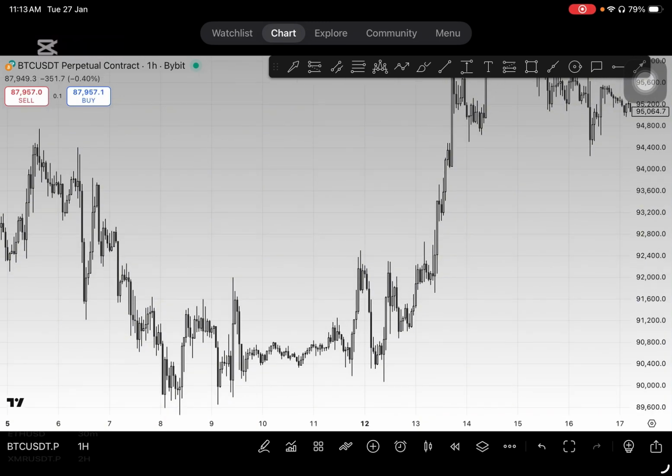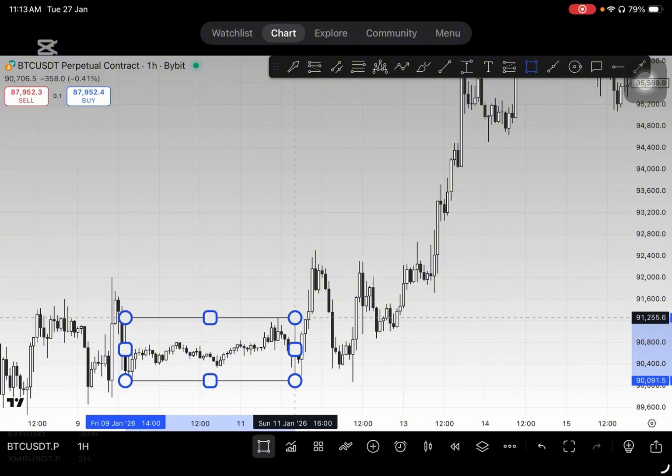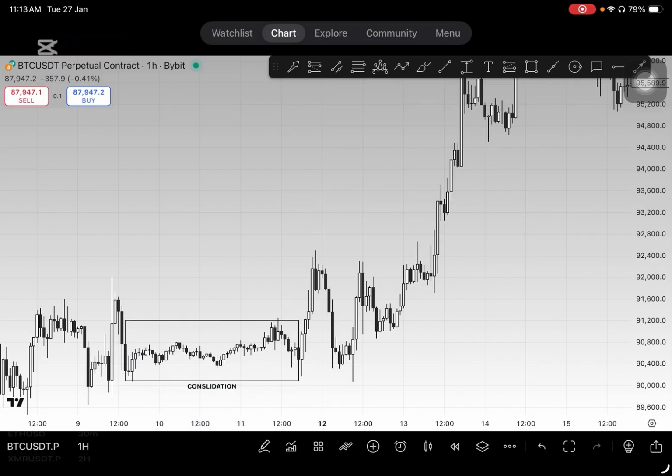Now this is a simple example of every single thing that I'm explaining. If you look from here and you come over to this point right over here, you notice that the market has actually been accumulating. This is also called consolidation. It is not going in any direction, it is just gathering up liquidities and is not moving in any direction.